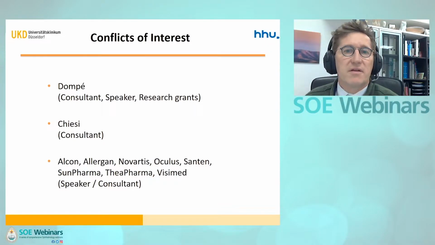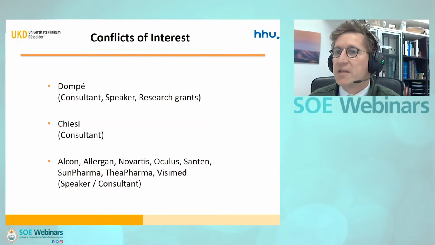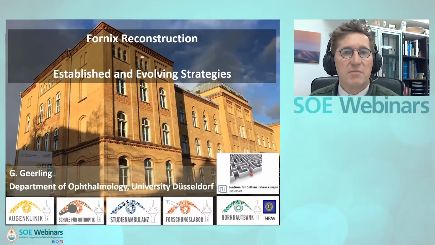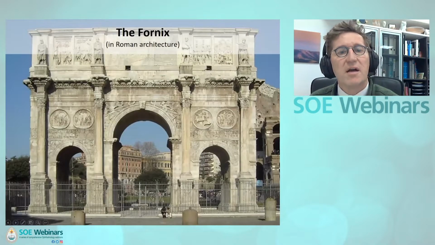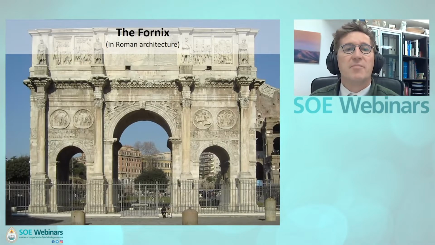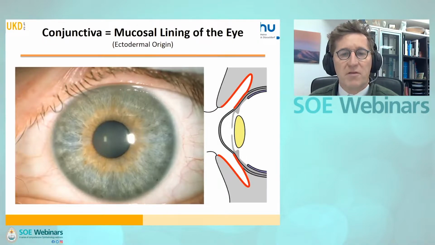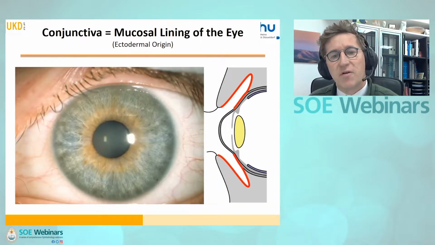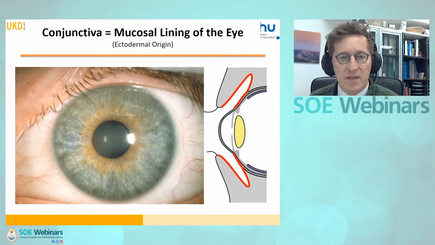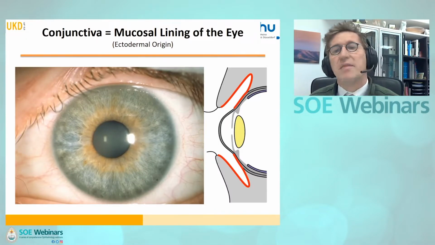Dear colleagues, dear chairperson, thank you very much for inviting me to speak on fornix reconstruction, established and evolving techniques. This is our department, and it's a good example of a lot of fornixes, because the fornix in Roman architecture is actually this arc structure in a triumph arch. But today we're talking about the fornix in the eye, and this is formed by the conjunctiva extending from the lid margin up to the fornix and back to the corneal limbus.